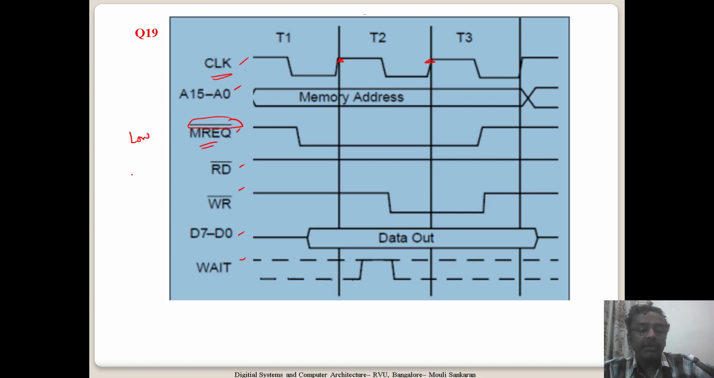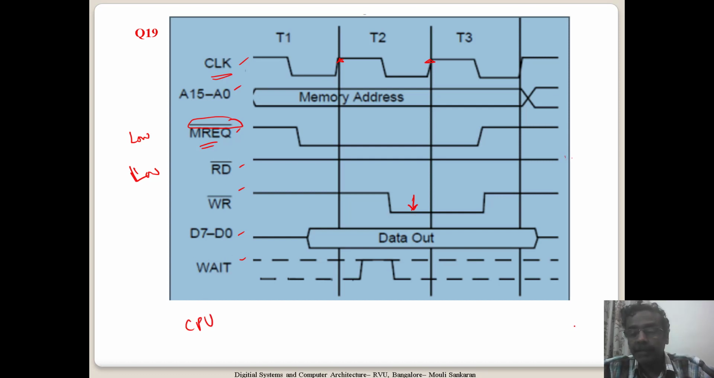Okay, and the read is also active low because read bar is there, write bar is there. That means when the value is 0, the write operation is done. Now the value is not given here, but there is no change here. That means it is not actually performing any read operation.